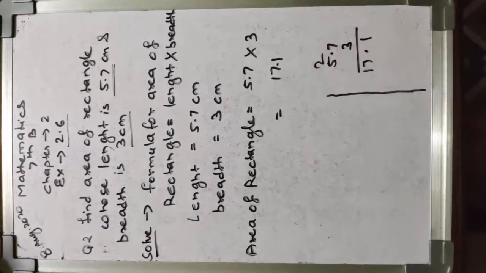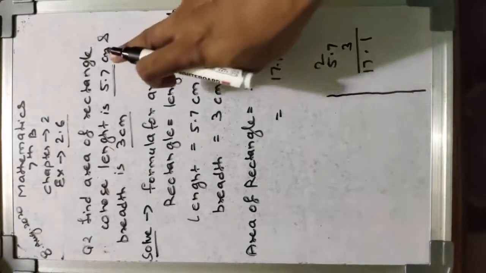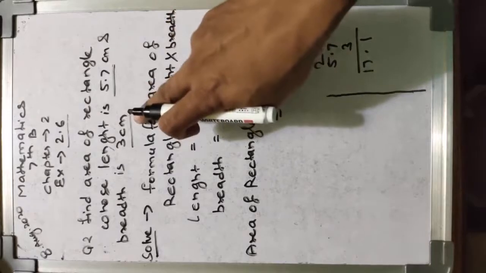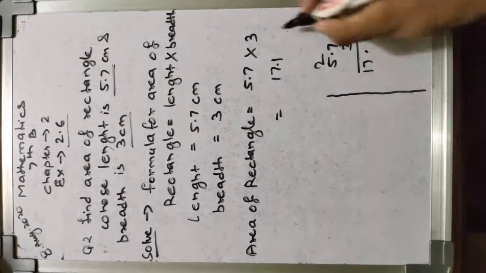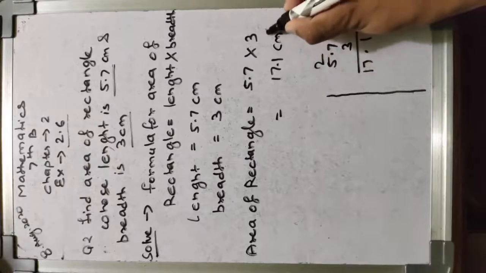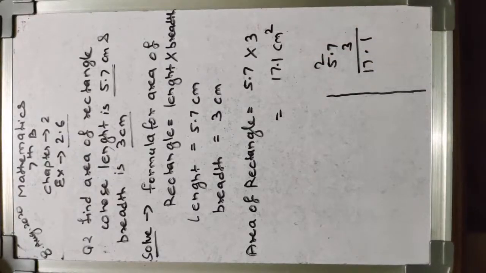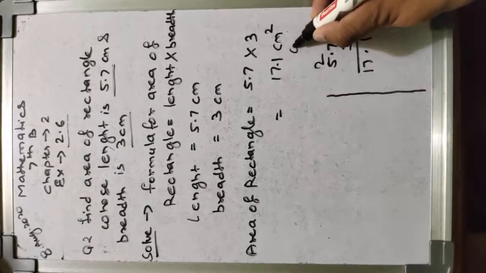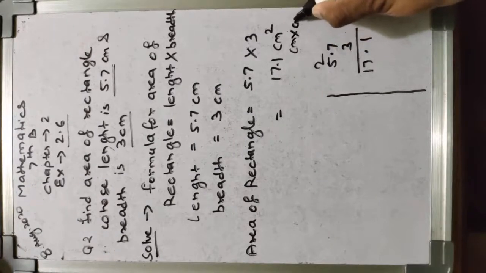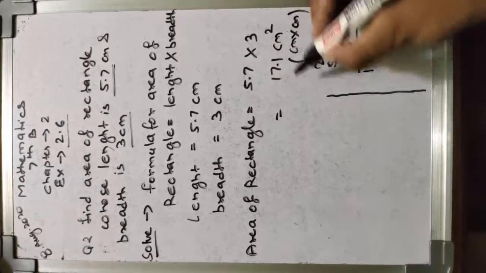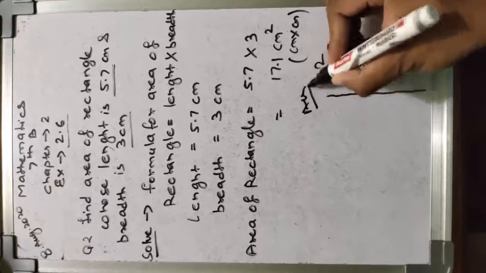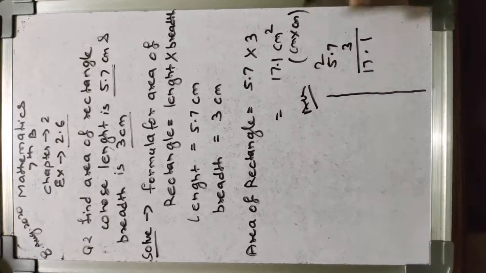17.1. See, there is one more important thing here. Here is centimeter and here is also centimeter. How many centimeters are there? 2 centimeters. So I will write centimeter square. Or you can also write centimeter into centimeter. This is your answer.